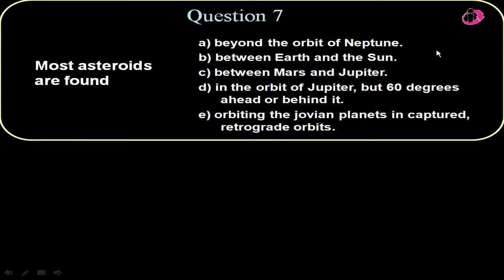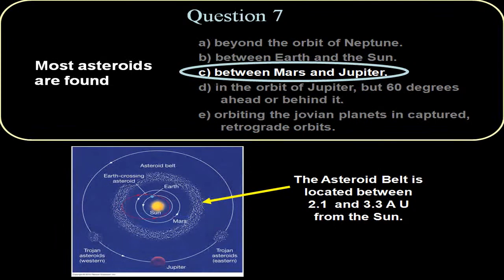Most asteroids are found. Asteroids being the rocky interplanetary debris found between Mars and Jupiter. There are some Earth-grazing asteroids that find their way inside that, but most of them are between the orbits of Mars and Jupiter.